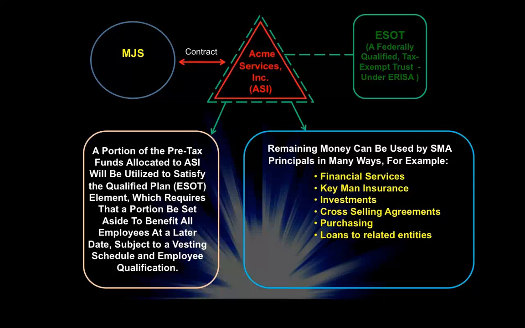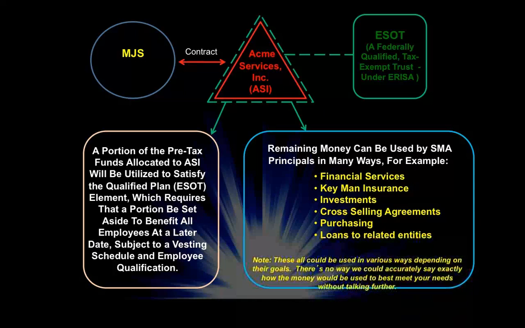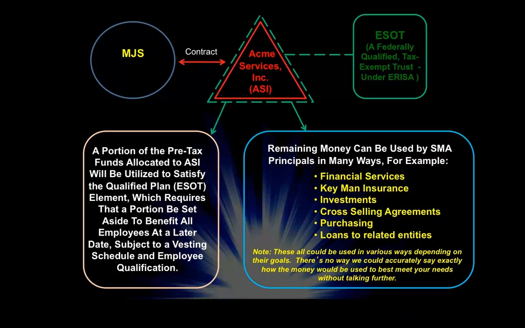We can make loans from the administrative services entity out to related entities, whether it's corporate officers, employees, other related affiliates such as the real estate company. In this case, that real estate entity can use money to purchase new commercial investments and so on and so forth. So as you can see, there's a broad flexibility with what we can do with the money that is moved into Acme Services.